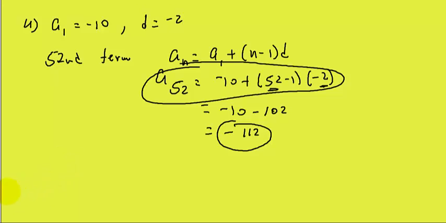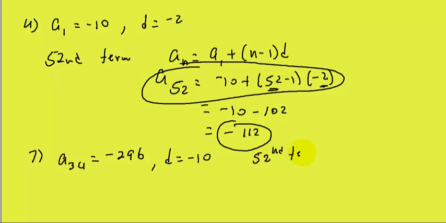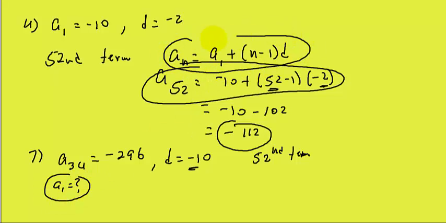Alright, so let's go to number 7. In number 7, they tell us a sub 34 is negative 296 and d is equal to negative 10, and they want you to find the 52nd term. Now, you know the difference, that's easy, but you don't know what a sub 1 is. You need to know what a sub 1 is. If you can find a sub 1, then you can use the formula that we have right here. Without a sub 1, we're in trouble. But we do know the 34th term, so we're going to go back and use that formula.